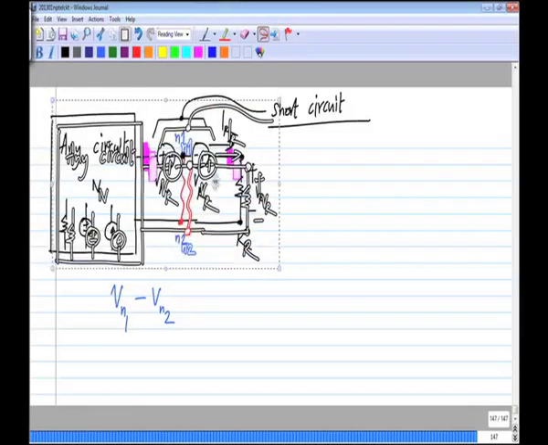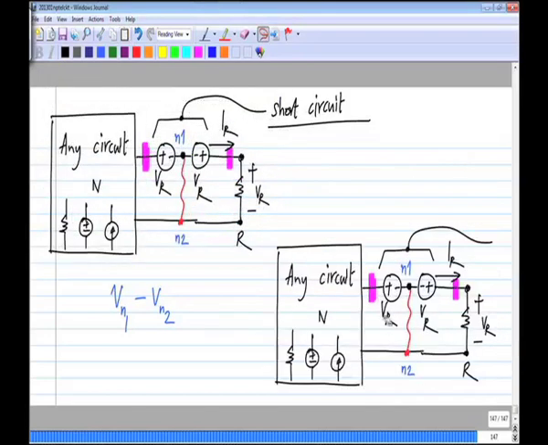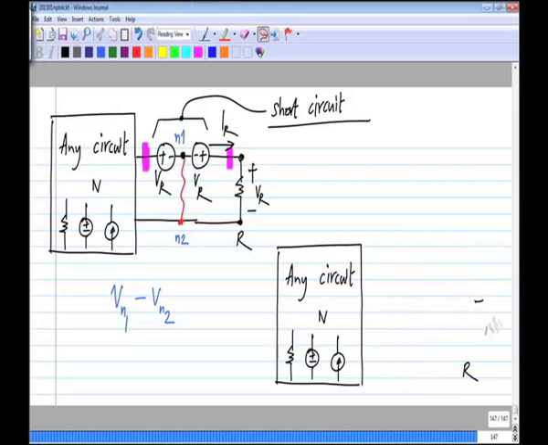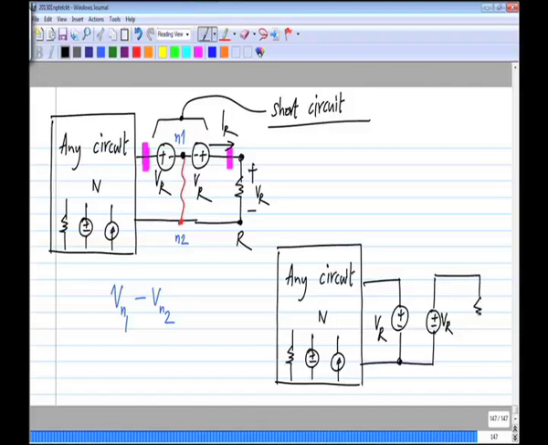I will redraw it slightly differently. I'll have VR across this, and you have something hanging from here, which is VR and this resistor. But you can see again that the current in this wire is definitely going to be zero. So that part can be removed from the circuit. So what we have done is that the resistor which was across these two terminals has been substituted by a voltage VR, where VR is the actual voltage across the resistor in the circuit. So this is another variant of the substitution theorem.